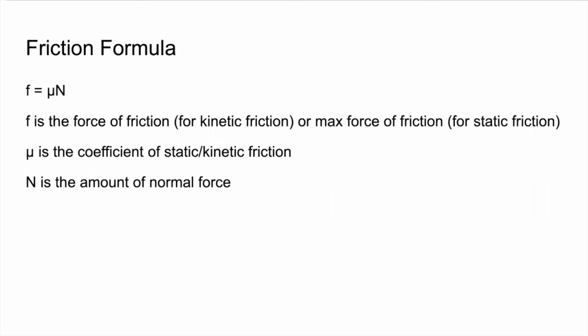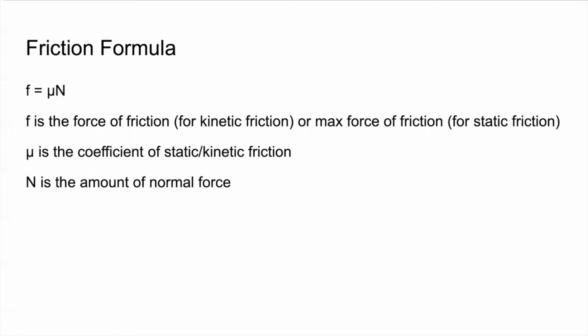F equals mu n, where F is the force of friction for kinetic friction, or maximum force of friction for static friction. So for kinetic friction, it's pretty straightforward. However, for static friction, remember that static friction is just equal to the external force, unless the external force is greater than the maximum force of static friction, in which case there is no longer any static friction.